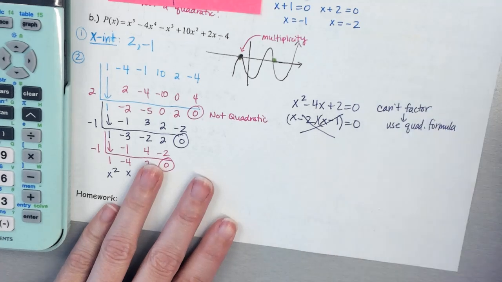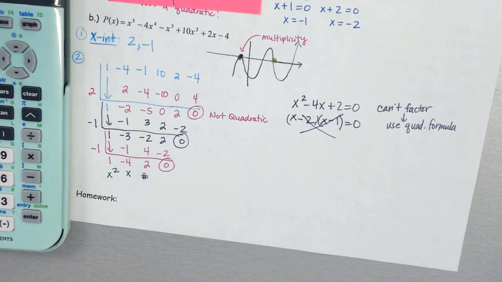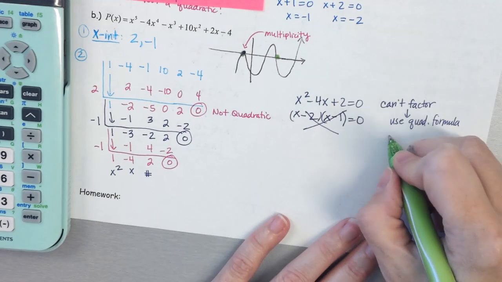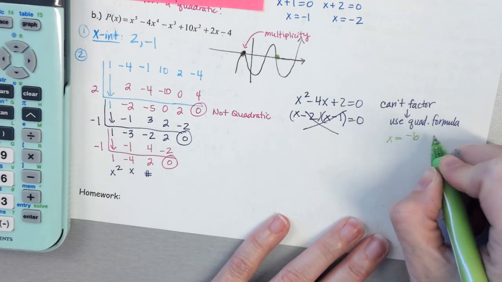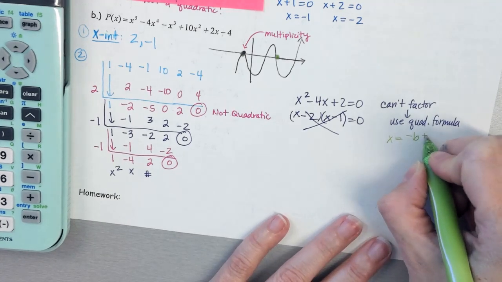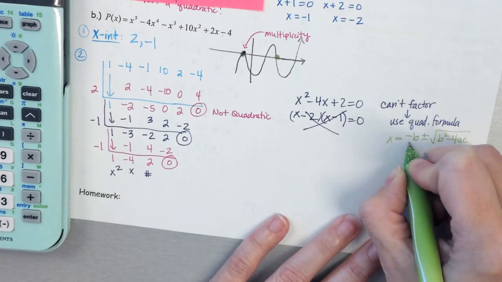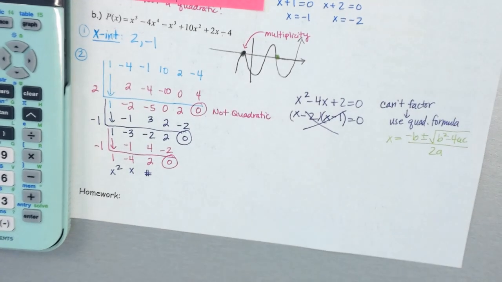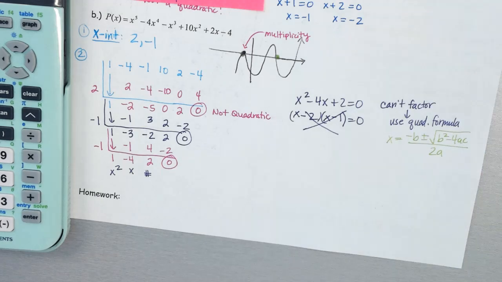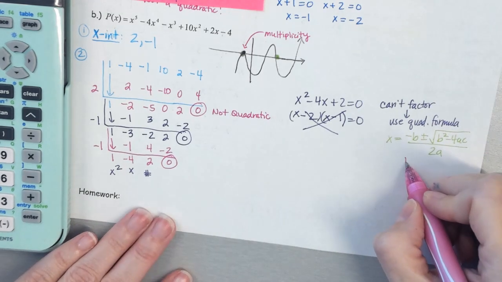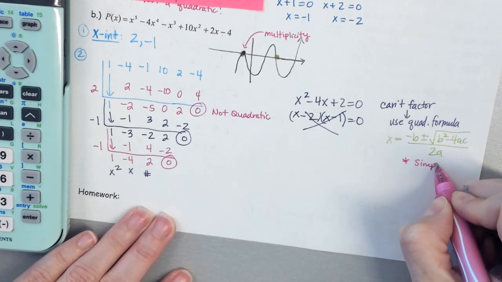Okay, and I'll write it down for you, and then that is something you will need to have memorized. Okay, so it's x equals the opposite of b plus or minus the square root b squared minus 4ac divided by 2a. Whenever you use the quadratic formula, you always have to make sure your answer is in simplest form.